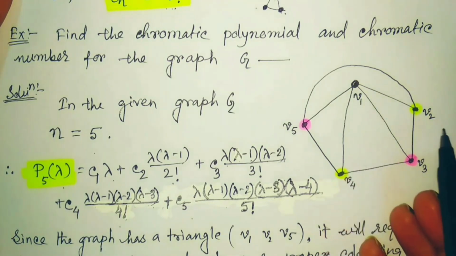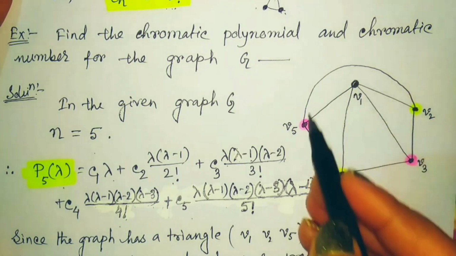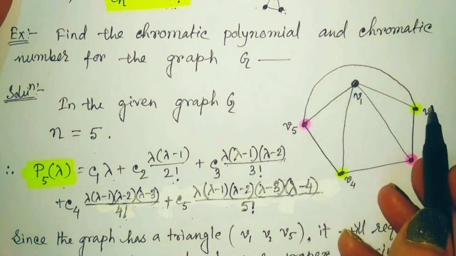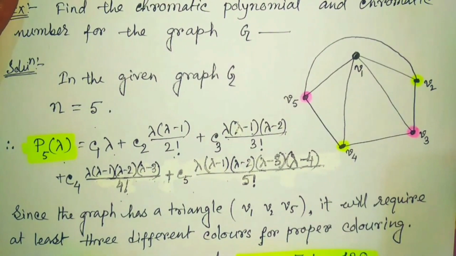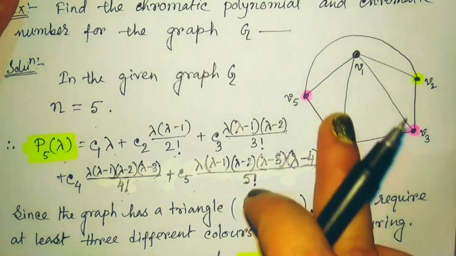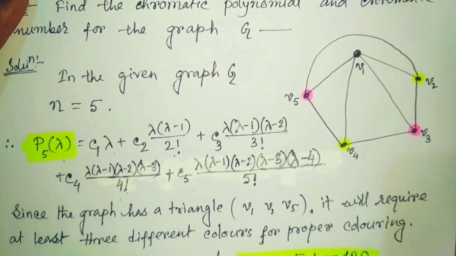Since the graph has a triangle V1, V2, V5, just now emphasize on the graph. So V1, V2 and V5, this one we can consider the three vertices which are connected. So this is forming a triangle. So it will require at least three different colors for proper coloring. So if a triangle is formed, that means it requires definitely three colors to color it properly.